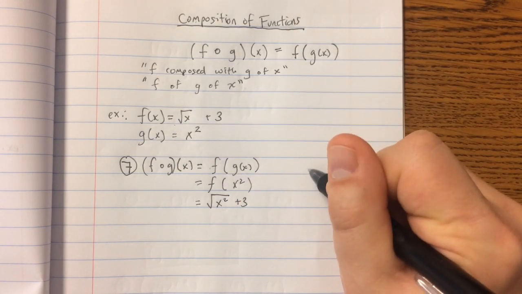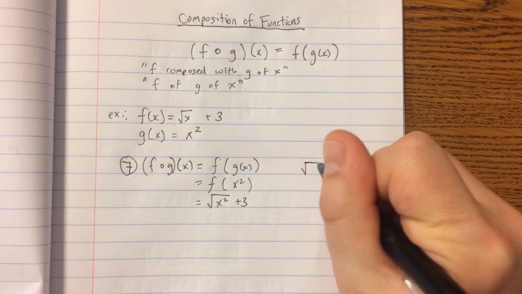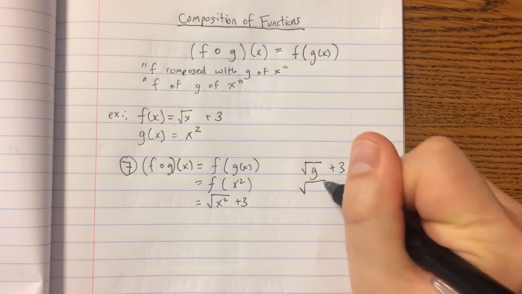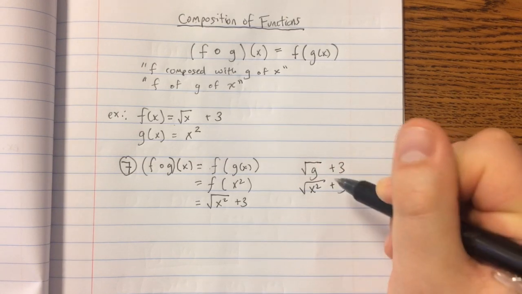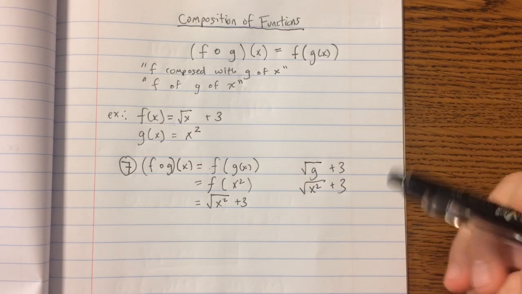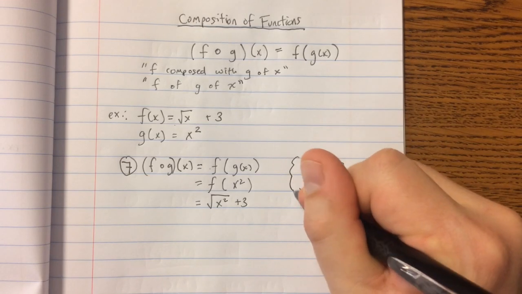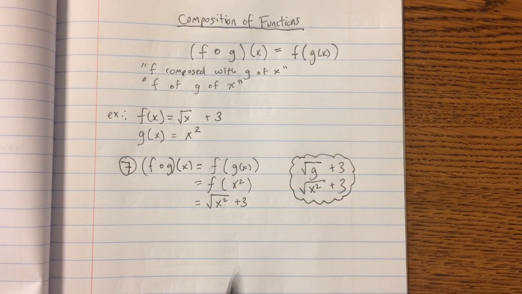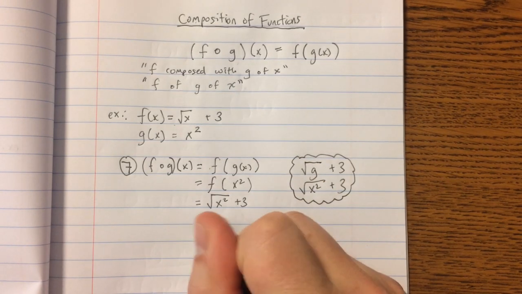Another way to think about this is you're just going to plug in G into here. So I'll write this out to the side, although I typically won't show it like this. Square root of G plus 3. What's G? Well, G is X squared. So it's just another way to think about that. You want to simplify as much as possible. So the square root of X squared is just going to be X. So we get X plus 3.